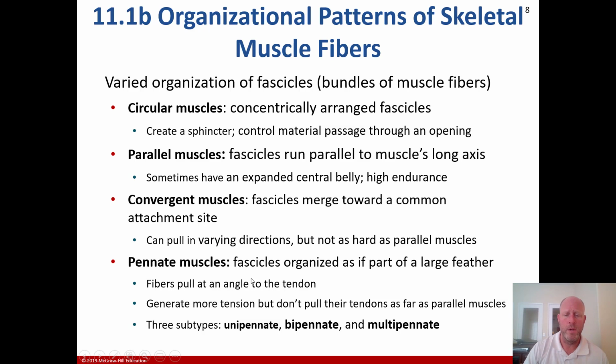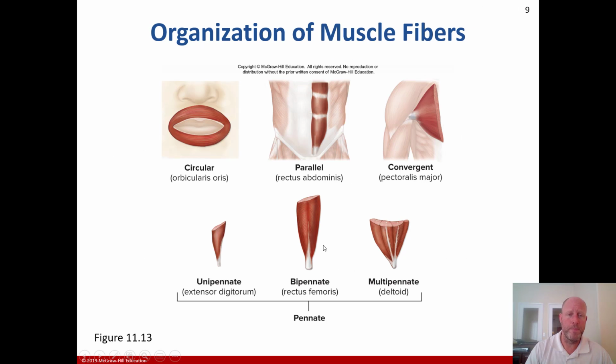And then pennate muscles are fascicles that are organized as if part of a large feather. The fibers pull at an angle to the tendon, and they generate more tension, but they don't pull their tendons as far as parallel muscles do. Three subtypes are unipennate, bipennate, and multipennate. So we have a circular orbicularis oris, and we have parallel, the rectus abdominis for the abdominal region, which technically is a flexor of the spine.